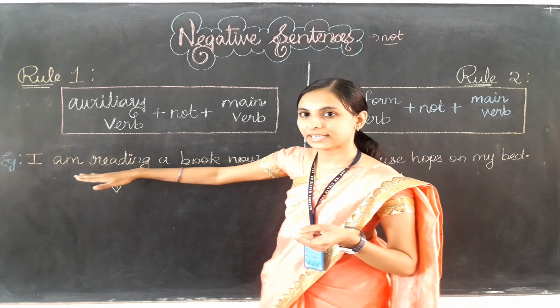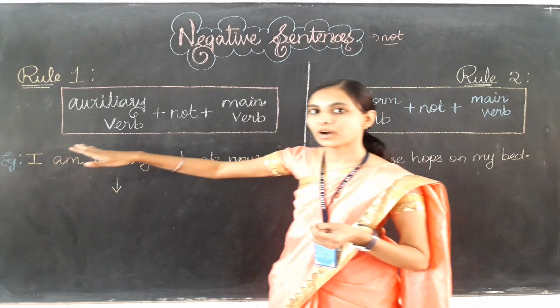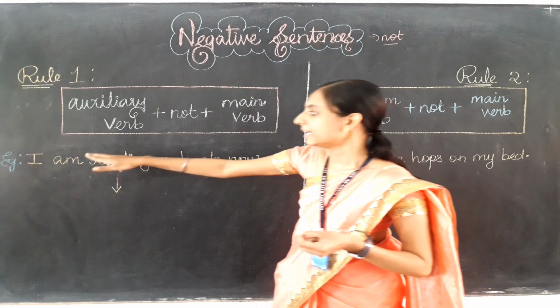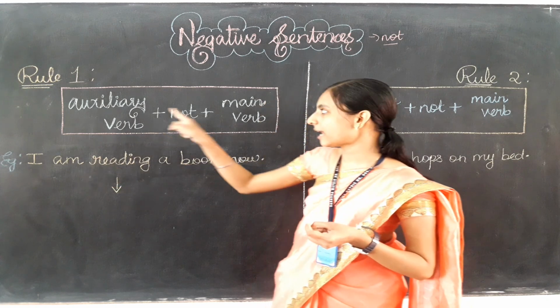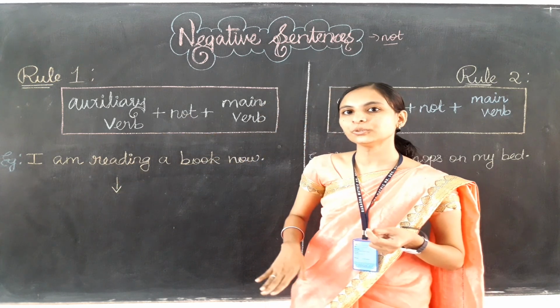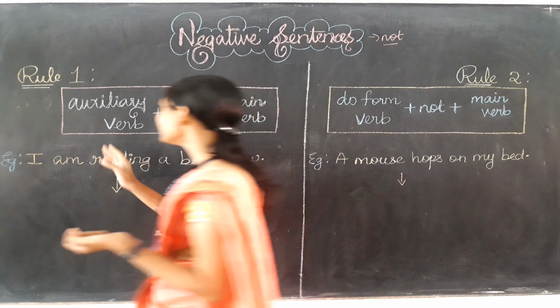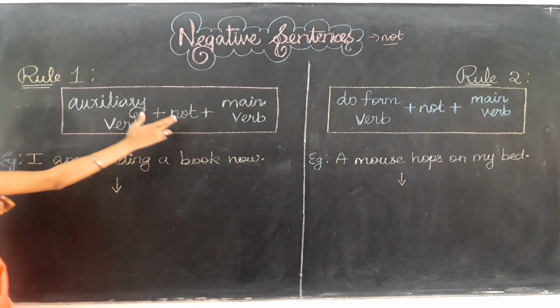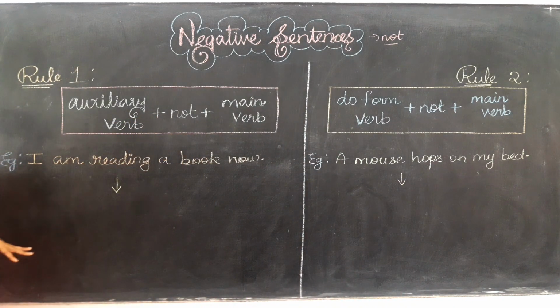See, in a sentence, if there is an auxiliary verb and also the main verb, in between them you are going to add not to make it negative. See, the rule is auxiliary verb plus not plus main verb. So first the subject will come as it is. I am going to tell you how to write. Now I am going to write this sentence into negative. So I am reading a book now is a positive sentence. Now I am going to make it into negative.